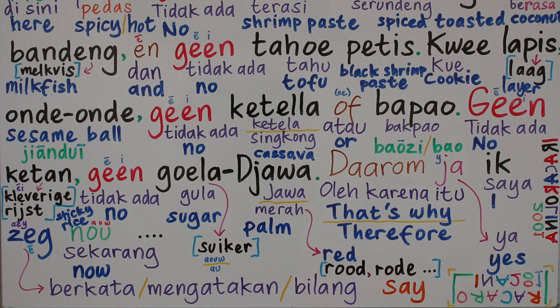Bakpao in Indonesian is bakpao. It originated from Chinese or Mandarin. In Mandarin it is bao zi. Bao zi. Yeah, the zi should be like that. I apologize if it's not correct. This letter is pronounced as P, more into the P. That's why it is like Beijing. It is more like Beijing.